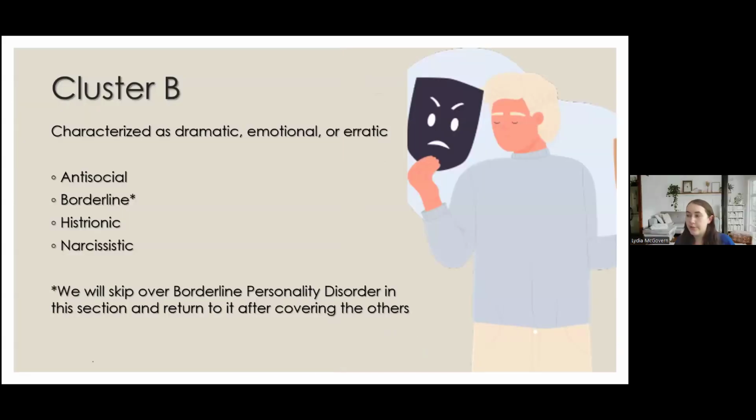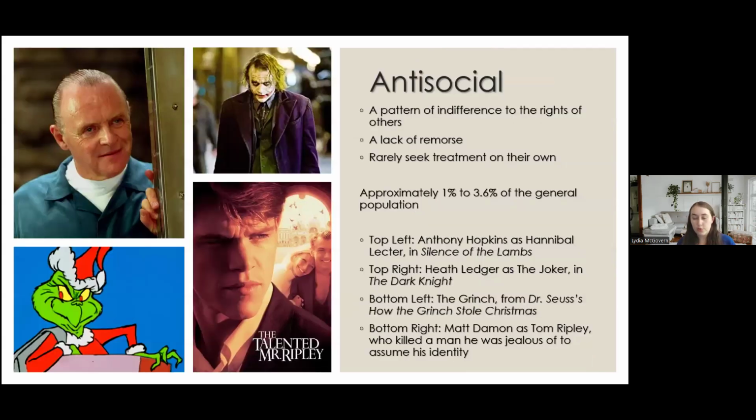Okay, and then moving on to cluster B. So cluster B is characterized as dramatic, emotional, or erratic. This includes antisocial personality disorder, borderline personality disorder, histrionic and narcissistic personality disorders. And we're actually going to skip over borderline in this section. We're going to return to it and then spend the rest of our time today with it. So we're going to skip over it for now, and then we'll come back to it after we do cluster C. So starting off with antisocial.